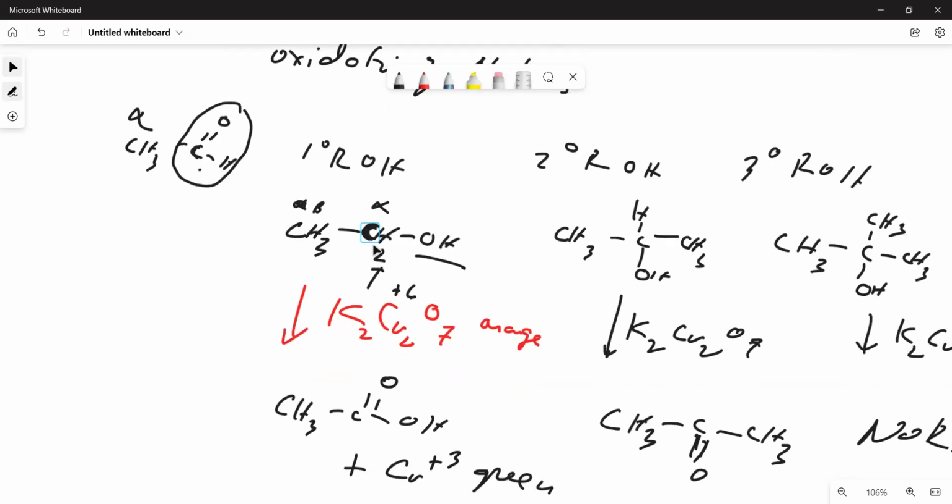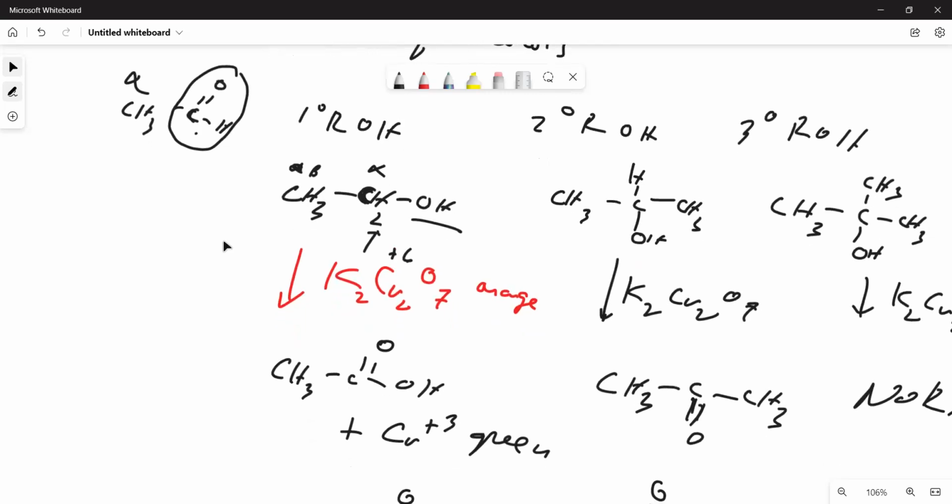Why is it called primary? Because the carbon containing the OH is only attached to one alkyl group. Secondary, the carbon containing the OH is attached to two alkyl groups, and tertiary, three. So, in order to predict whether that alcohol can be oxidized, you have to look for the hydrogen that will be replaced by oxygen. And which hydrogen are we talking about? The hydrogen at the alpha carbon.